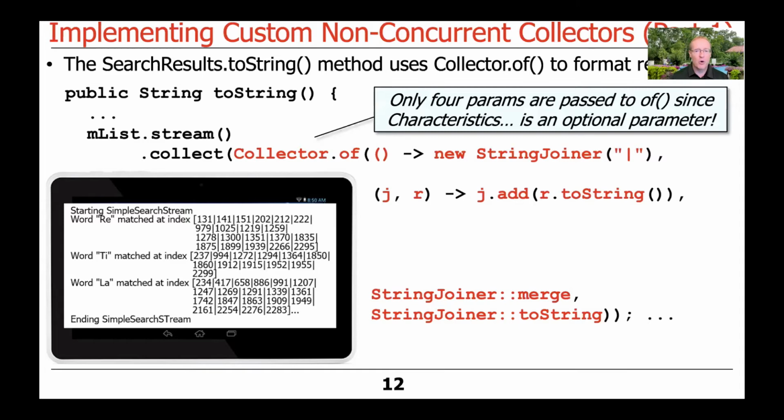As I mentioned before, even though we're using the 5-parameter version, we only pass 4 parameters because characteristics signifies it's an optional parameter. We didn't change any characteristics. They're all the same as before. So that's why we could do that.